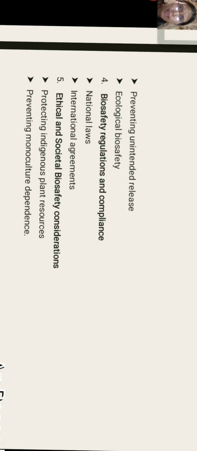Next is international agreements. This means following global rules when sharing plants, seeds, or genetic resources with other countries. Why? Because it ensures fairness and prevents misuse of genetic resources between countries. So you need to follow world rules when sharing plants or genes.